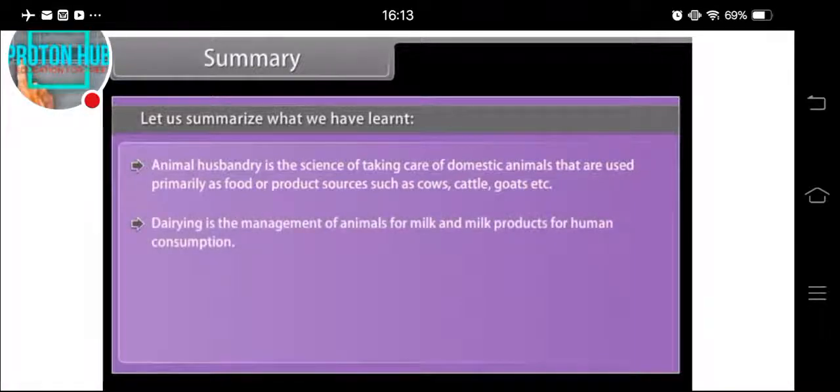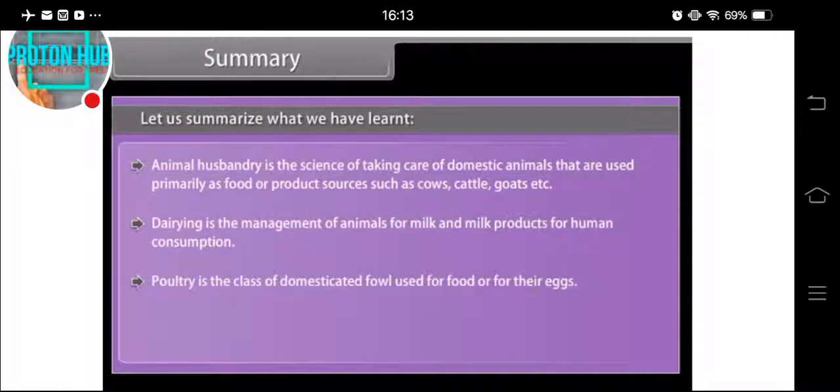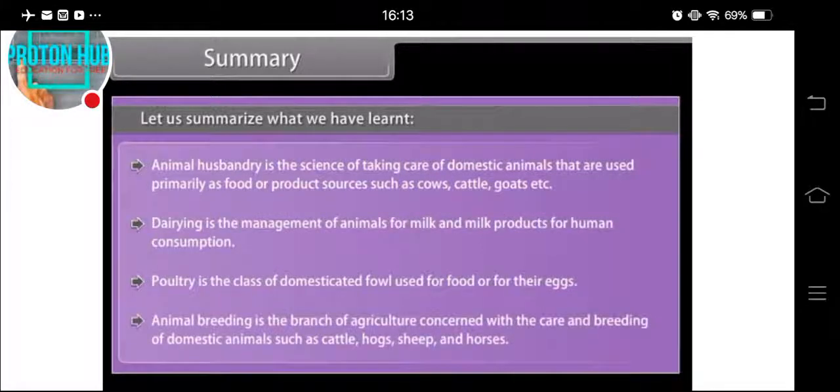Dairying is the management of animals for milk and milk products for human consumption. Poultry is the class of domesticated fowl used for food or for their eggs. Animal breeding is the branch of agriculture concerned with the care and breeding of domestic animals, such as cattle, hogs, sheep, and horses.